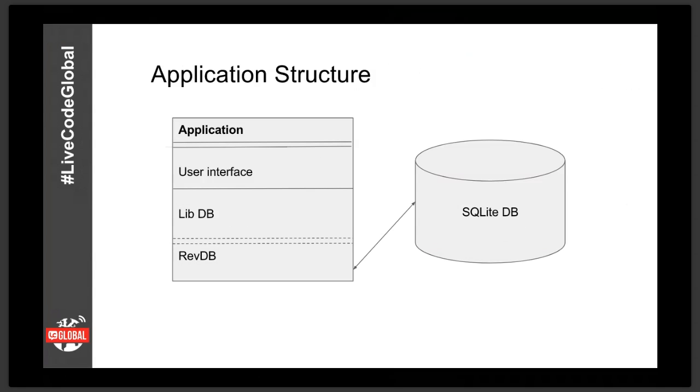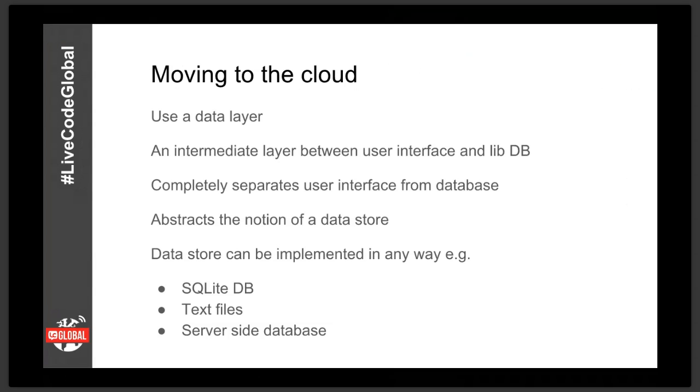But it's a little bit limiting because if we want to move our app to the cloud and move our database elsewhere, it's a little bit tricky, because essentially we have to redo this layer after the user interface. This whole section needs to be rewritten so it now talks to the cloud directly rather than talking to libdb. A nice way that we can work around that is to use an intermediate data layer. It's a nice simple layer that sits in between the user interface and libdb. It completely separates the user interface from the database.